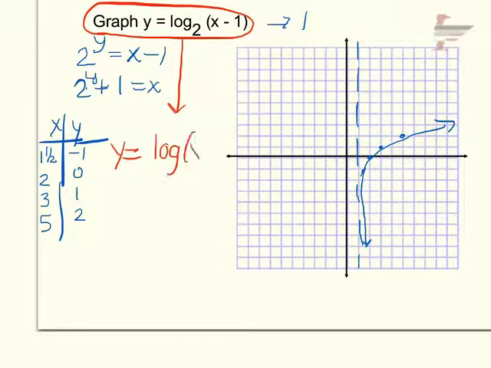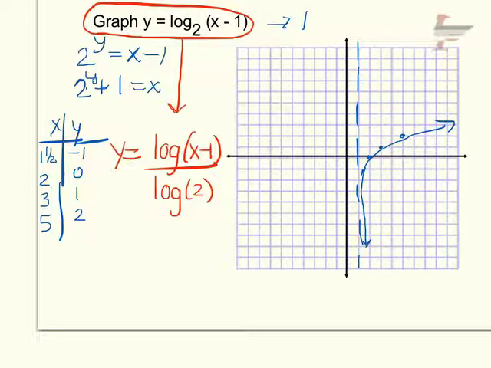whatever I'm logging, so x minus 1. And then I'm going to divide by log of whatever my base is, which happens to be 2. So remember, change of base is log of what you're logging divided by the log of your base. You can also use natural log there if you prefer. It absolutely doesn't matter. So type that into your y equals. Okay, and you can just do a standard window, so do a zoom standard.